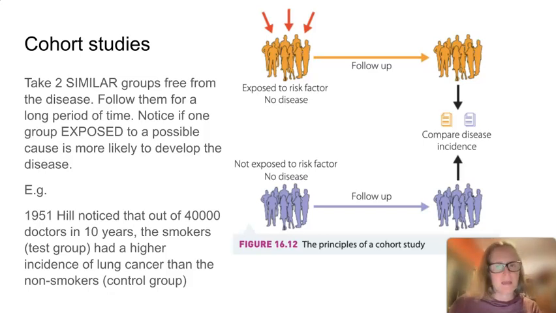So this isn't the same as making them be exposed to it, but the example we've got here is a scientist who worked alongside Doll from the last slide, and that was a guy called Hill. And Hill noticed that if you took 40,000, a huge number, of doctors and looked at them over 10 years, the ones who were smoking were more likely to get lung cancer than the ones who did not. He didn't tell them to smoke, he just observed their habits to see what happened in the end. So that's an analytical study, which is a cohort study. So you take a big cohort and then have a look at the differences at the end.